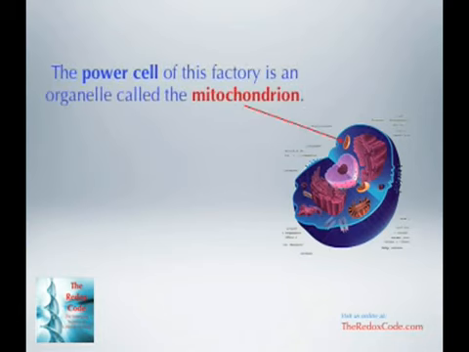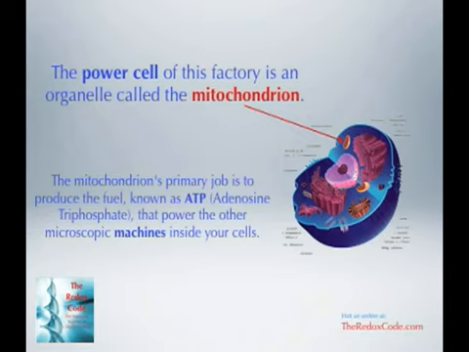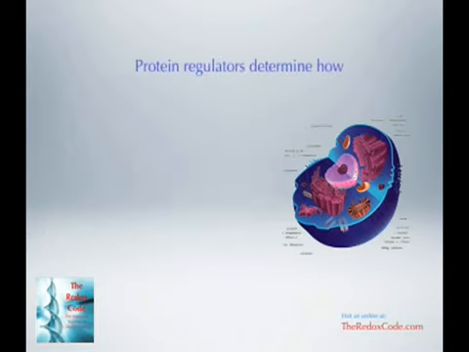And now the power cell of this factory is an organelle called the mitochondrion. The mitochondrion's primary job is to produce the fuel known as ATP, that's adenosine triphosphate, that powers the other microscopic machines inside your cells. And protein regulators determine how much ATP fuel is used and when.